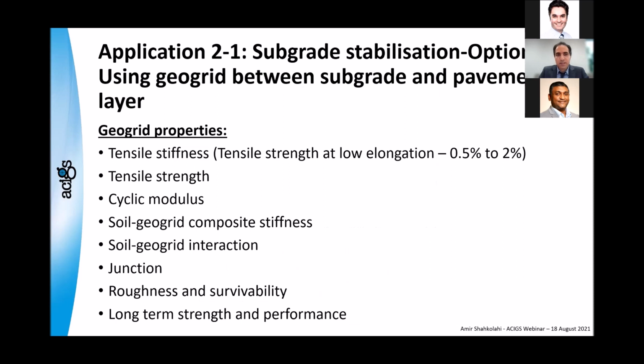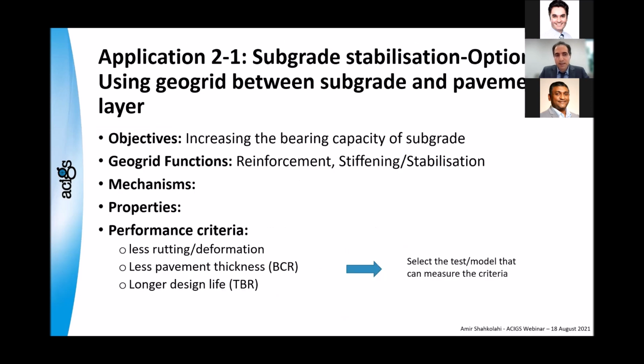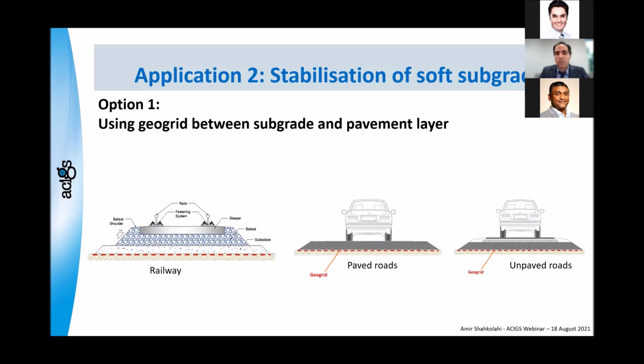Another application is when we want to stabilize the subgrade by going down. So what does it mean? It means that we have geogrid in between the subgrade and pavement. So this stabilization option, that's why I call it option 1, we put geogrid directly on the subgrade.